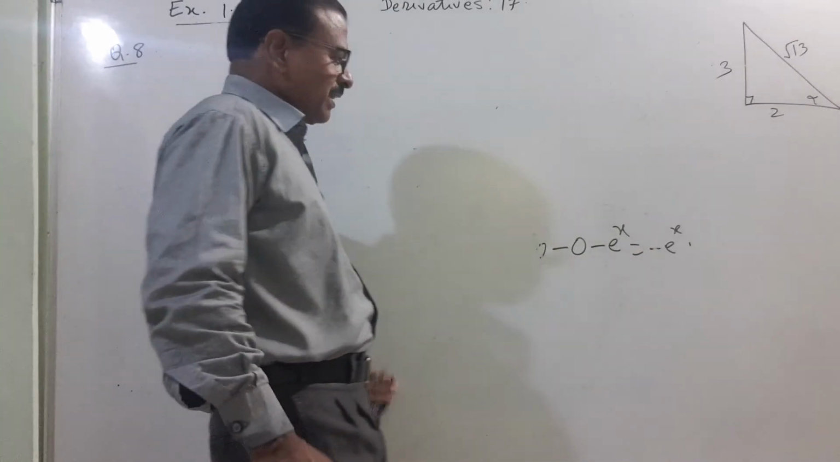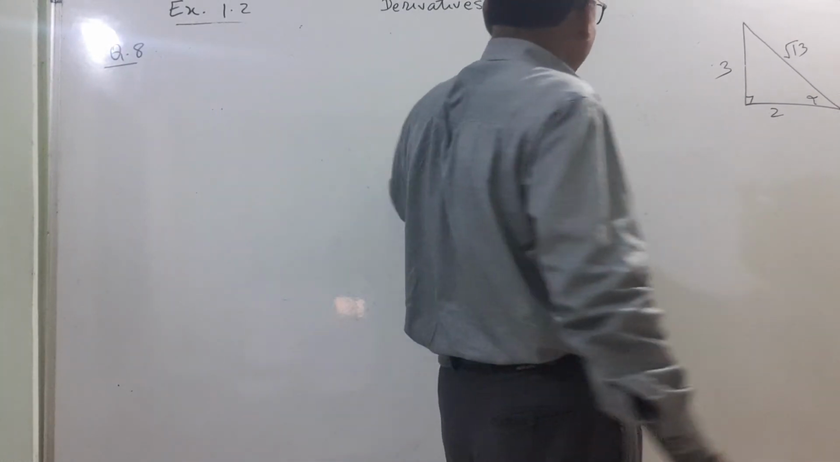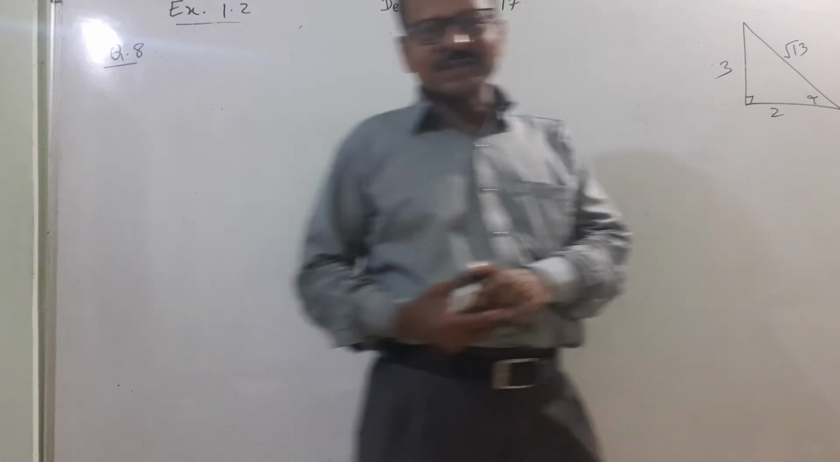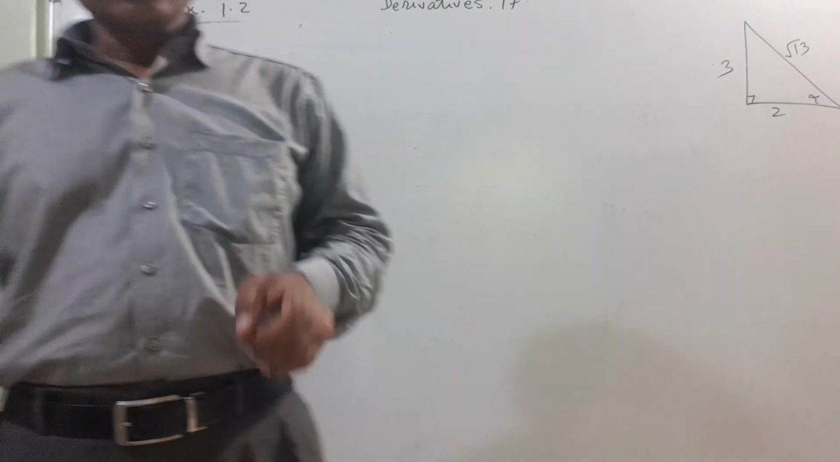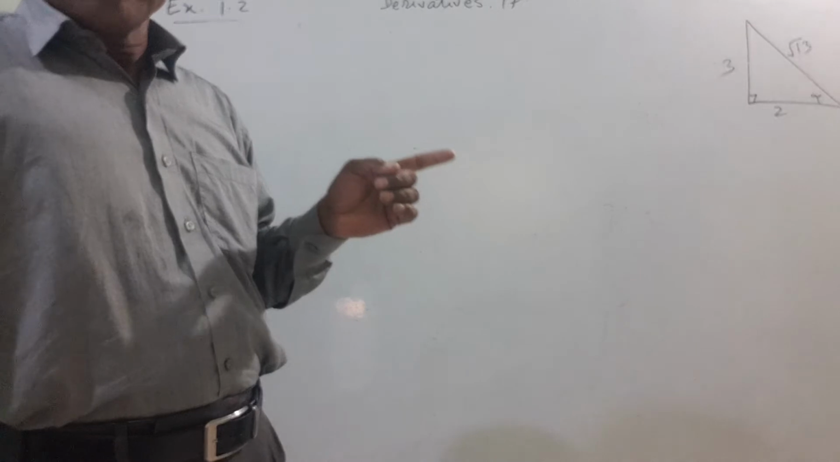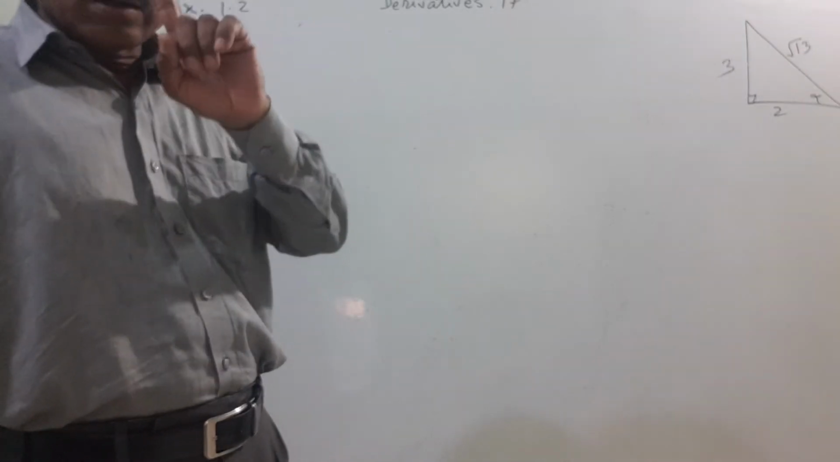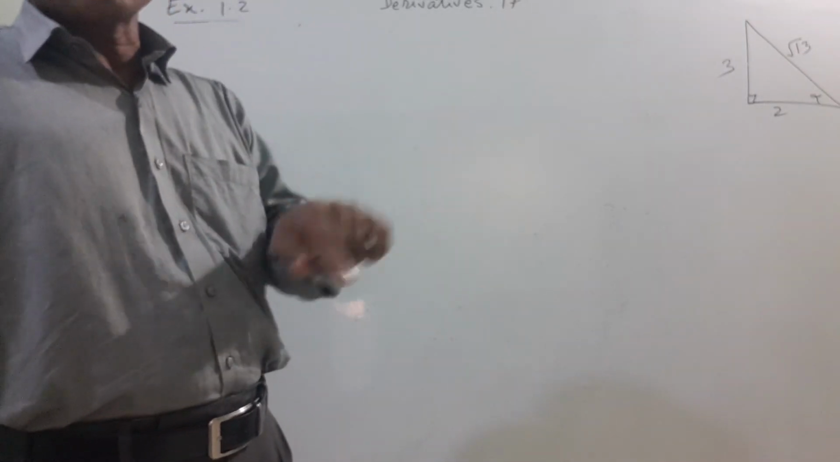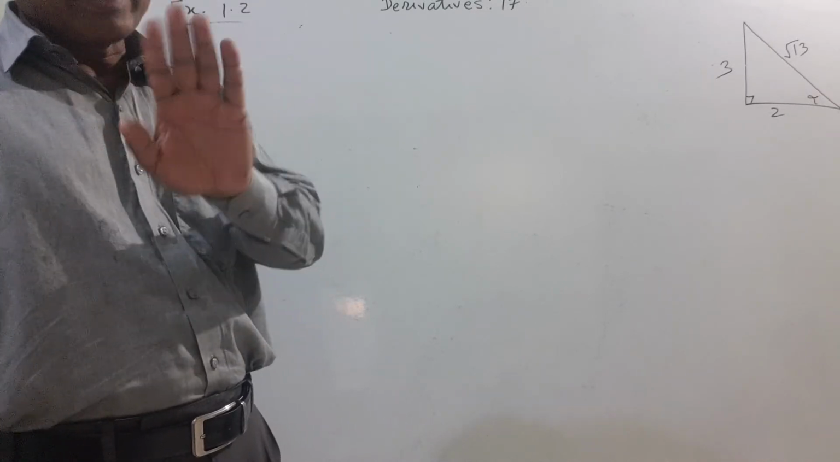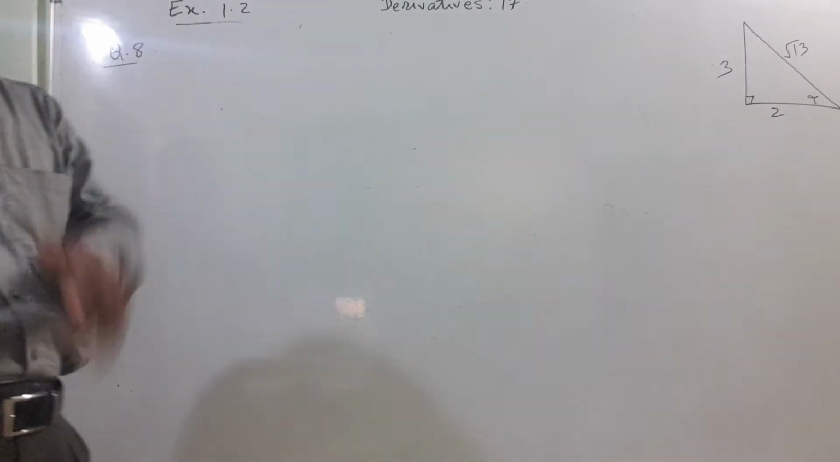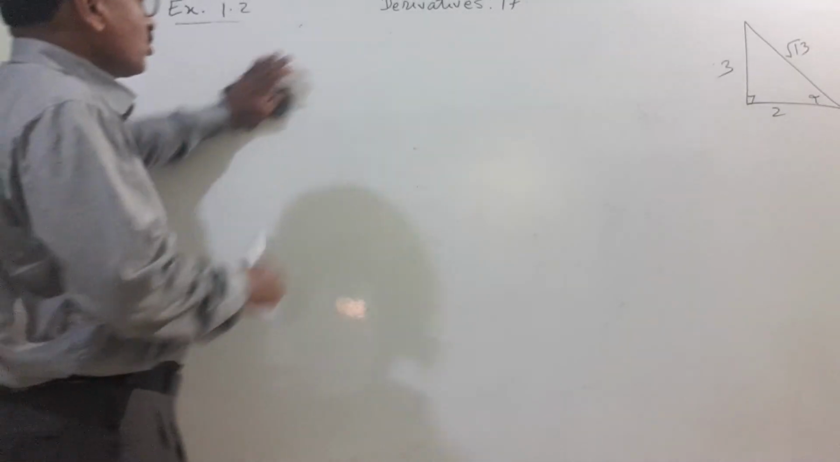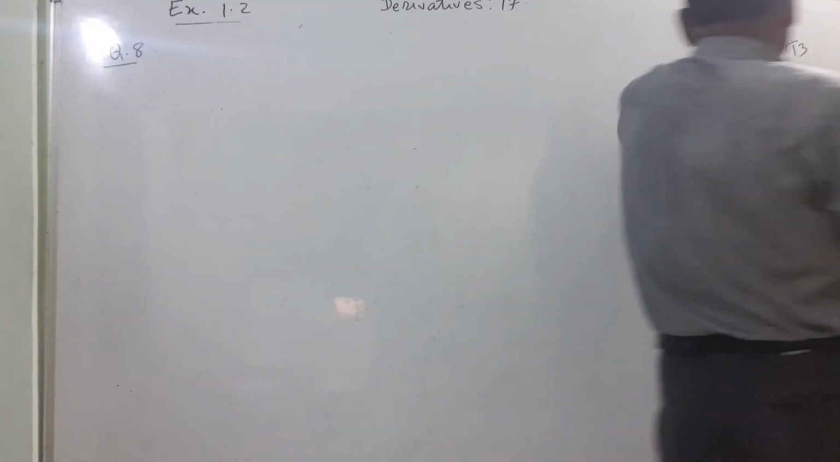Or in the option there may be plus or minus e raised to x, and other answers are minus e raised to x, plus e raised to x, and another option is plus or minus e raised to x. That means the option plus or minus e raised to x is correct, because both the answers would be correct.